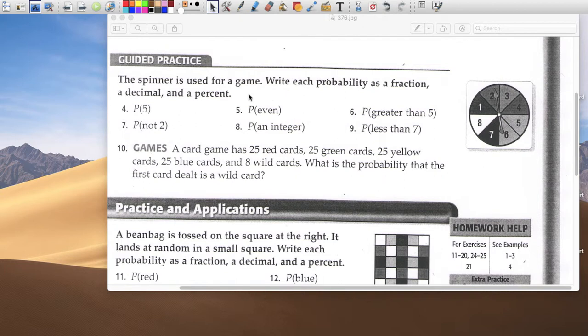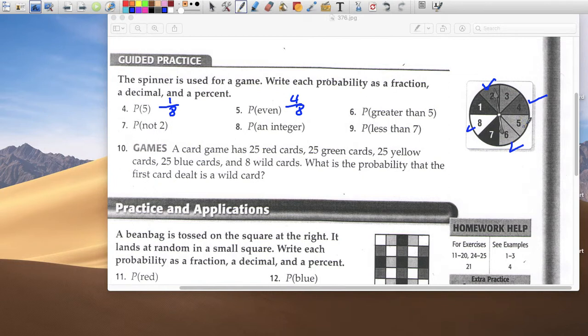The spinner is used for a game, right? Write each probability as a fraction. What's the probability of landing on a 5? Well, there's only one 5, so it's 1 out of, and there's 8 total. Even numbers are this one, this one, this one, and this one. So there's 1, 2, 3, 4, 4 out of 8.